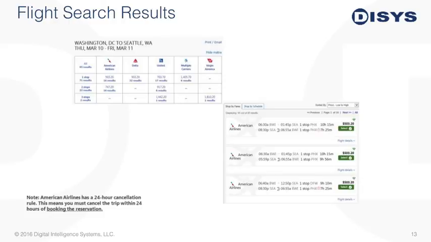At the top of the screen is a matrix that breaks down your search results by stop and by airline. By selecting an option from the matrix, you can restrict the search results listed. Any fare with the green Select button is compliant with the policy. Click Select for your desired flight.